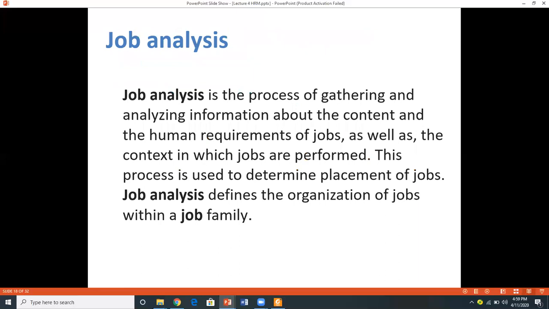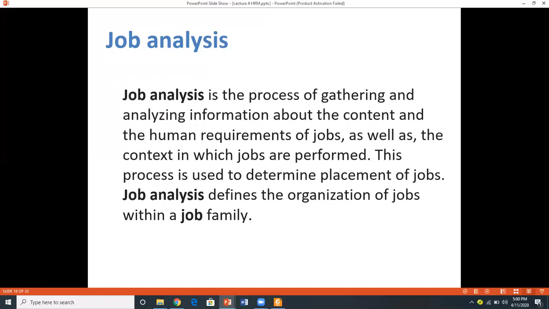Job analysis is a process of gathering and analyzing information about the content and the human requirements of jobs, as well as the context in which jobs are performed. This process is used to determine placement of jobs. Job analysis defines the organization of a job within job families.